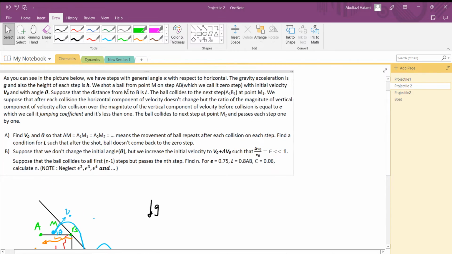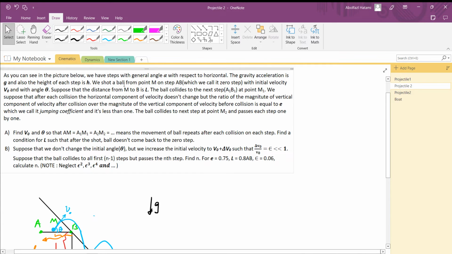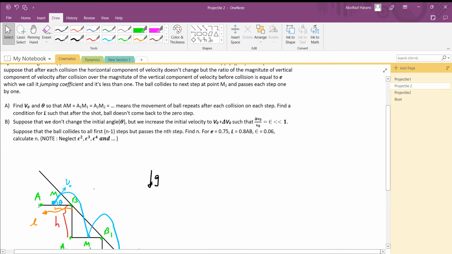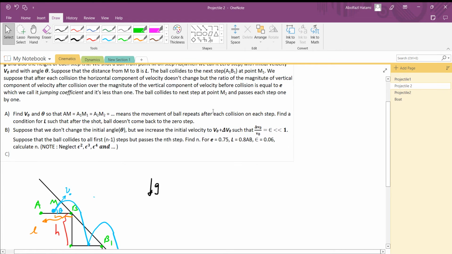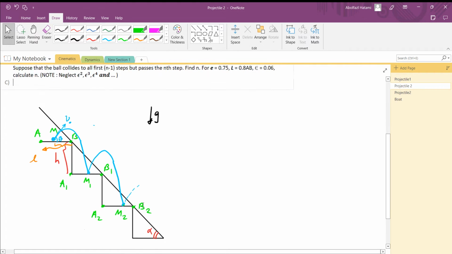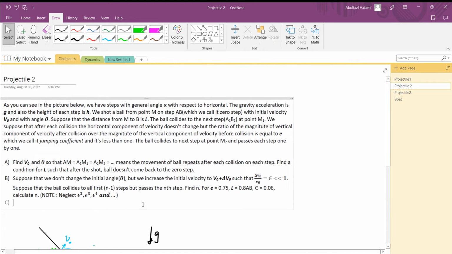We shot a ball from point M. Where is M? This is M. I drew the ball with blue color. It is the ball which is shot with the initial velocity v0. We shot a ball from point M on step AB. This is A and this is B. It is step AB, which we call the zero step. The step number 0, step number 1, a1 b1, step number 2, and we have n steps. I didn't draw all of them.